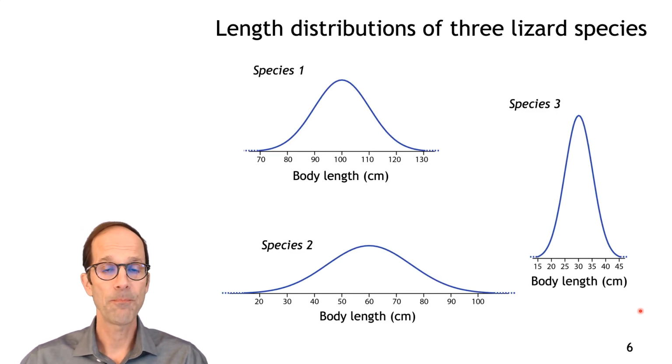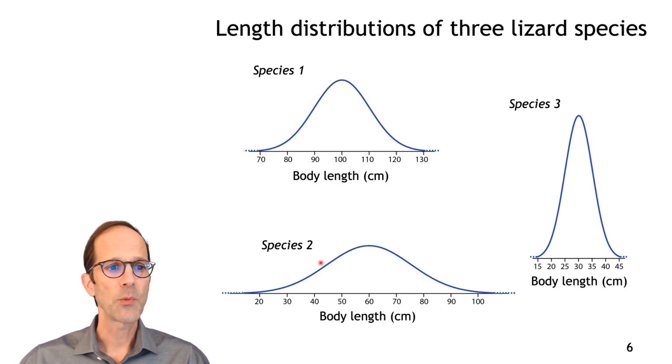First, let's consider three normal random variables. These are the lengths of three different lizard species. They're all normally distributed. Let's look at species one here. It's a pretty big lizard. The mean is 100 centimeters, and it's got a moderate amount of variation around that mean.